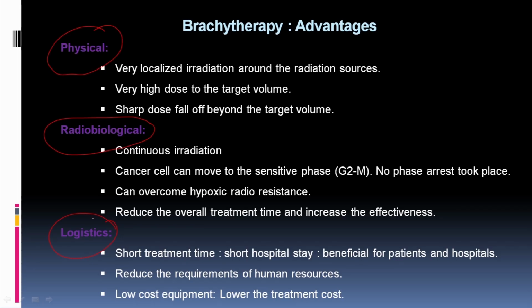As I have already mentioned, there is very localized irradiation around the radiation source, so we can conform the target volume to our desired dose distribution. We can very conformally and very effectively irradiate the target volume, and we can deliver a very high dose to the target volume, and the outside normal tissue will get a lesser dose, as the sharp dose fall off beyond the target volume is available for brachytherapy applications.